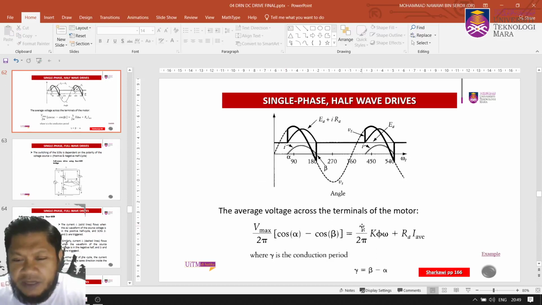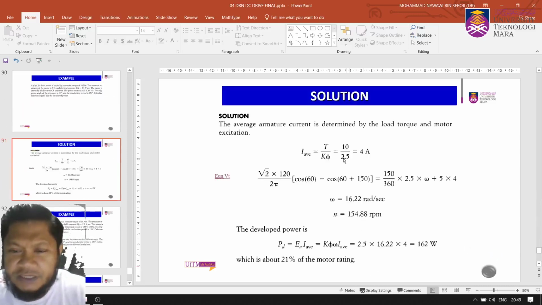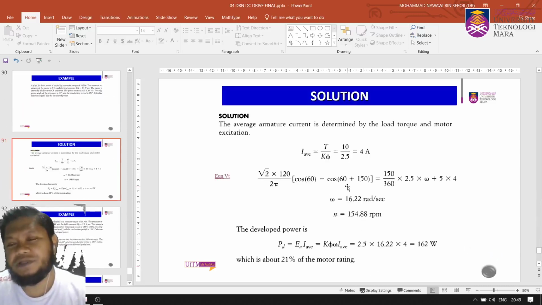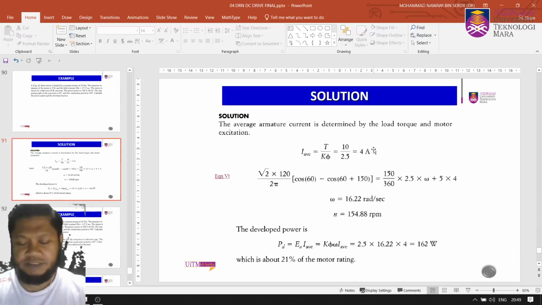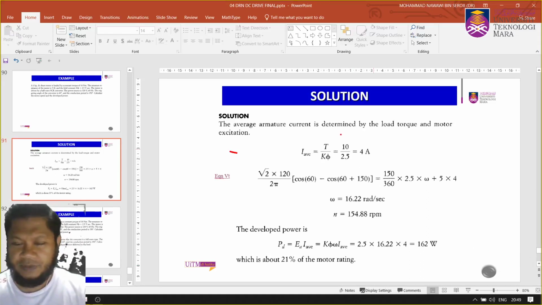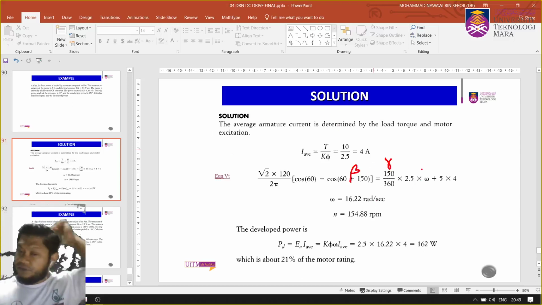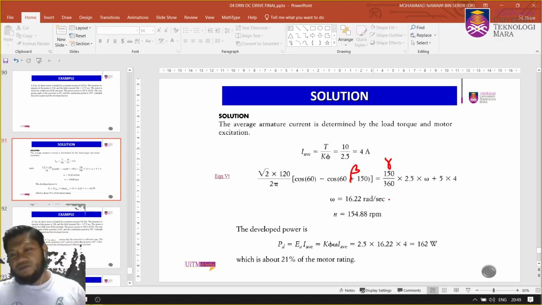We know that gamma equals beta minus alpha. So we can also calculate beta here using that equation, and therefore that gives you this answer. So that is beta here. This is the conduction period. This is beta here. So you just plug into the equation, and that gives you omega 16.22 radian per second. If you convert to RPM, you get 154.